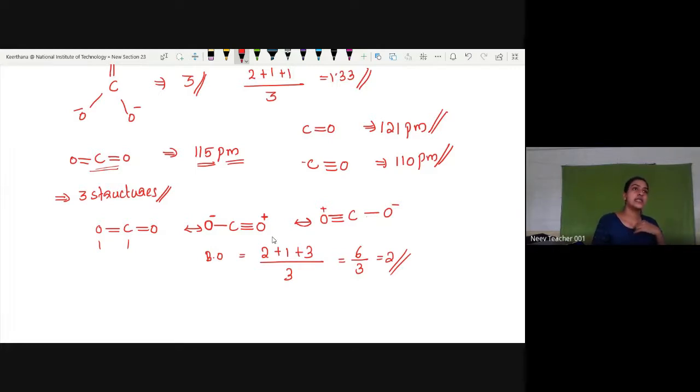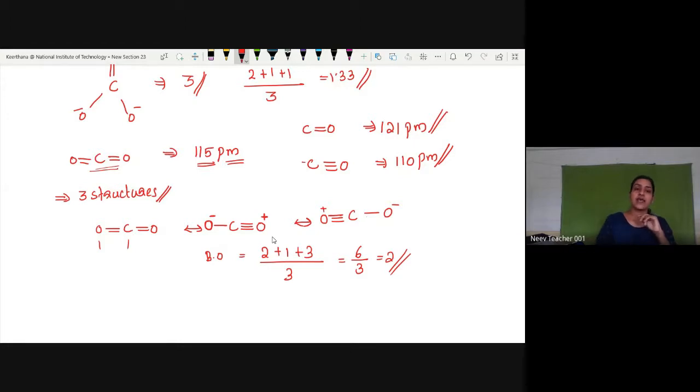In the resonance structure, you should remember that the resonating structures which we are drawing are not the actual structure, or they do not exist as these resonating structures. Don't get confused. The actual molecule which exists in nature is represented by the resonance hybrid. That is the actual structure.